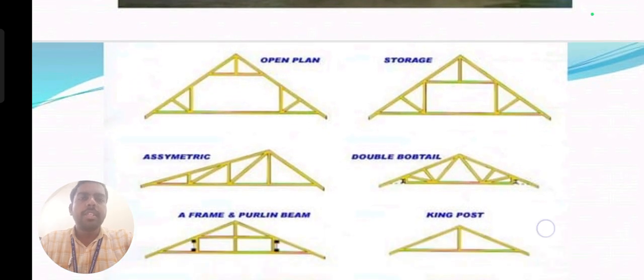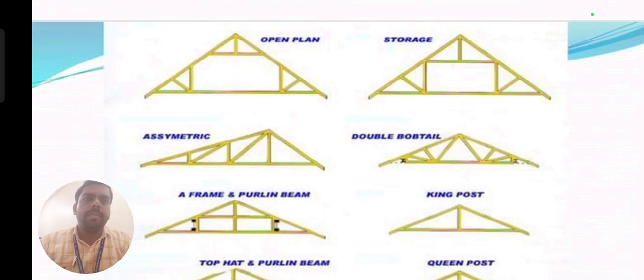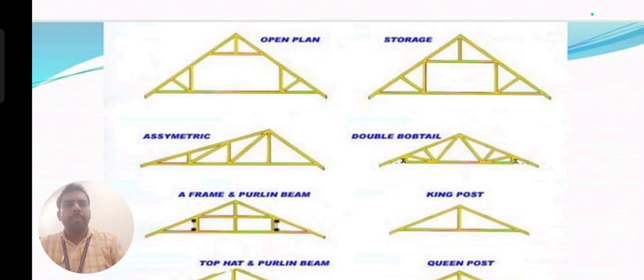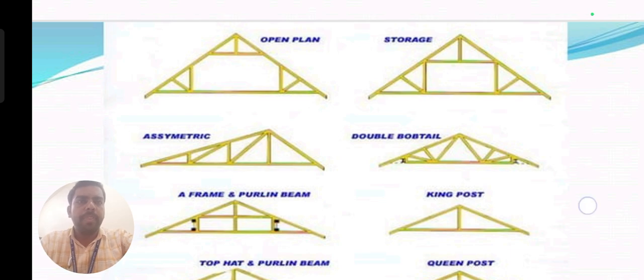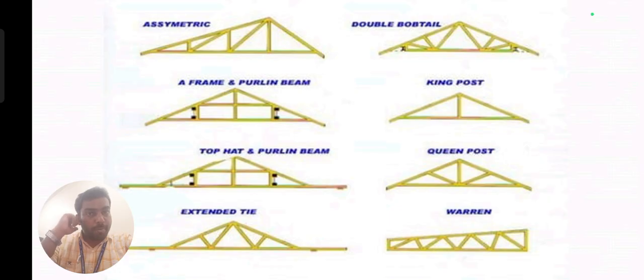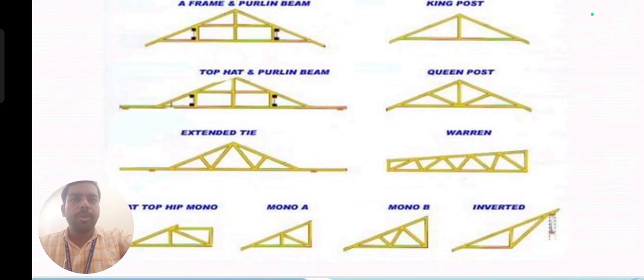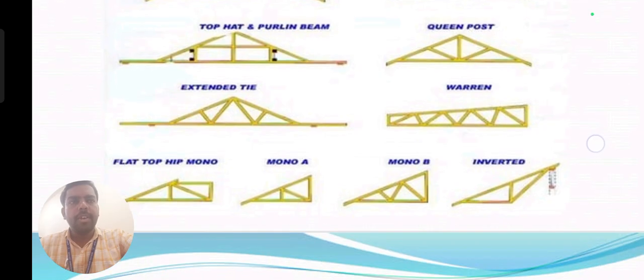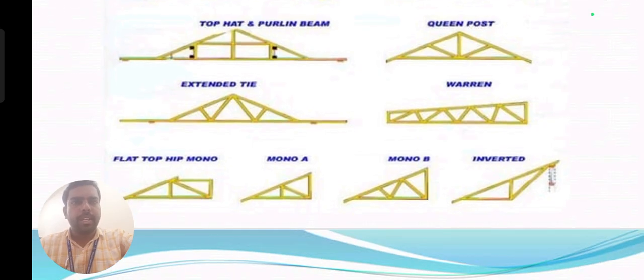Some of the types of trusses are the open plan, asymmetric, double bobtail, purlin beam and king post, purlin beam and queen post, Warren, and extended types. These are some of the basic types, and we provide them according to the basic need.